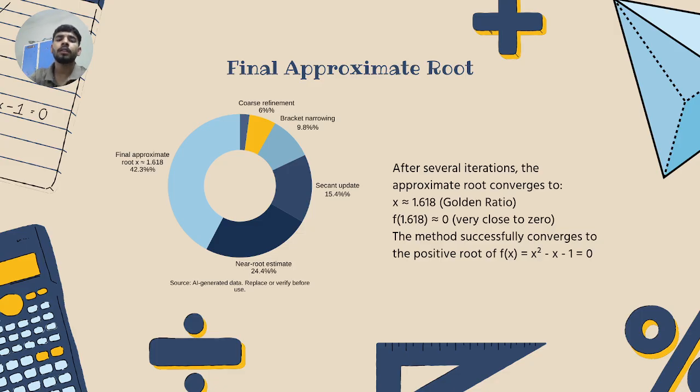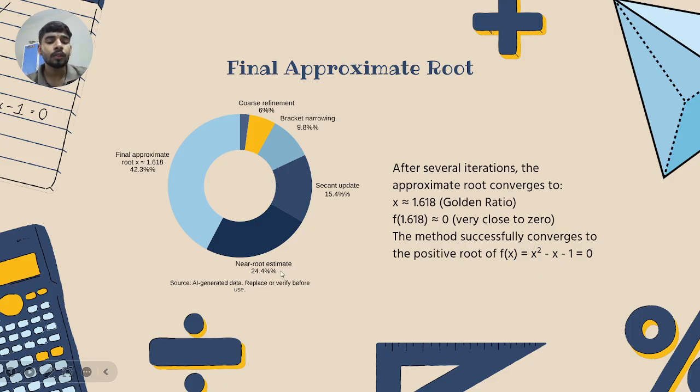Now what is the final approximation root? After several iterations, the approximation root converges into the golden ratio. This is very close to the golden ratio, we can say. The method successfully converges to the positive root of f of x = x square minus x minus 1.